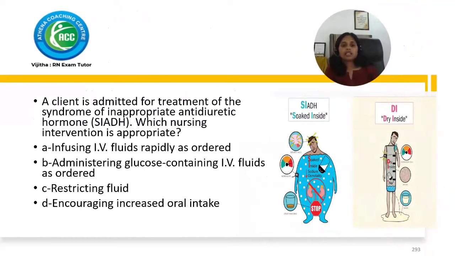So here a client is admitted for the treatment of syndrome of inappropriate antidiuretic hormone, SIADH. Which nursing intervention is appropriate?